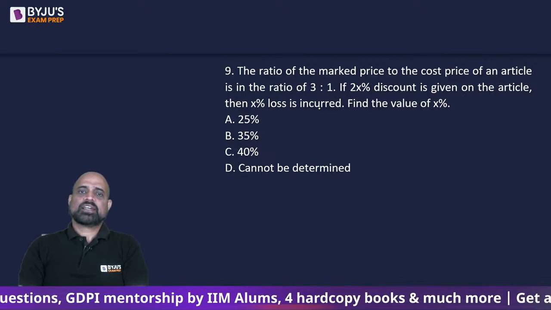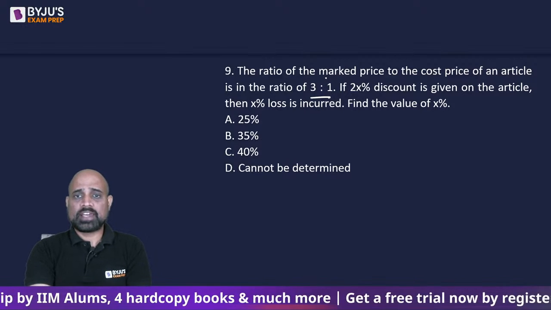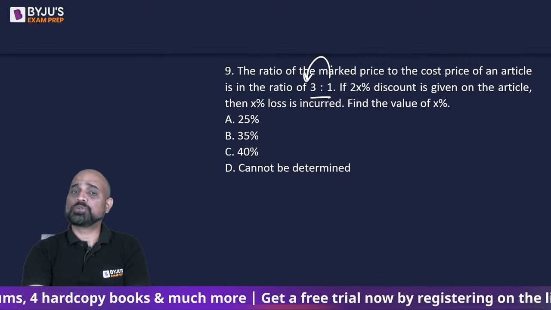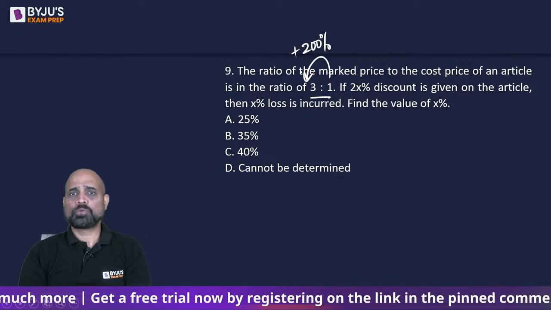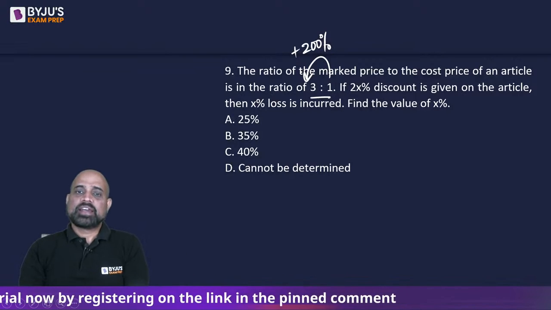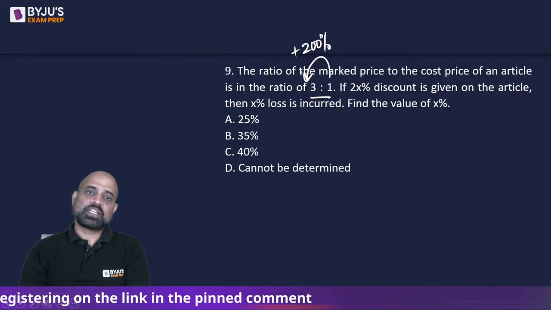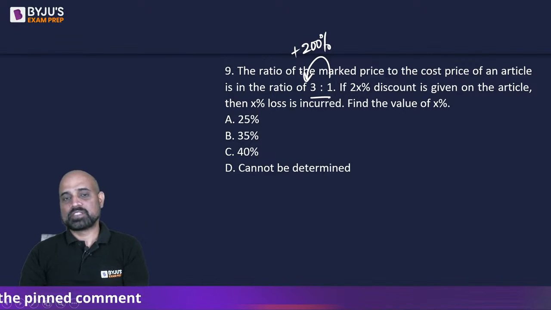Next. The ratio of the mark price to the cost price of an article is 3:1. So a group 1 rupee has become 3 rupees. So can we say it is a 200% markup? A 100 rupee item, you put a tag of 300 rupees, right? If 2x% discount is given on an article, then x% loss is incurred. Find the value of x%.